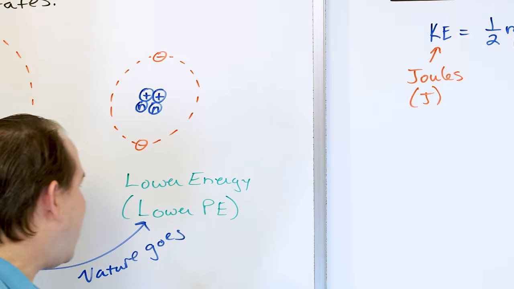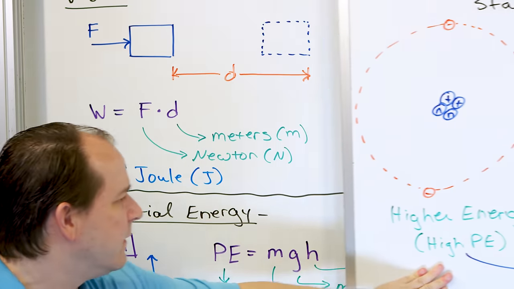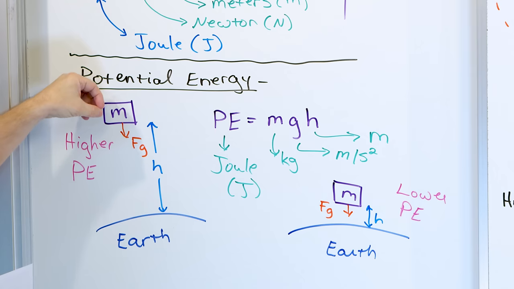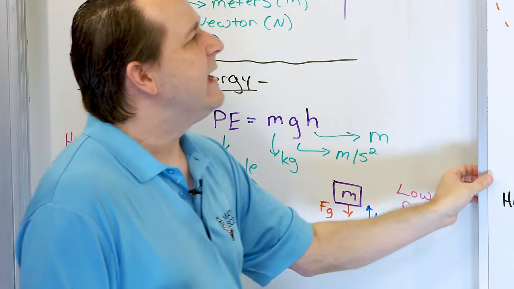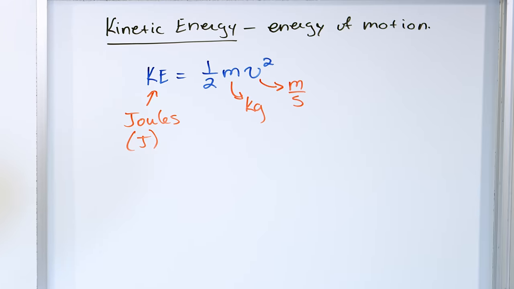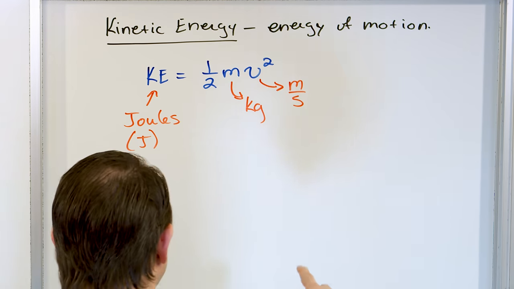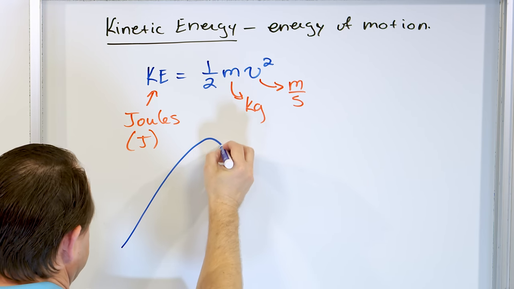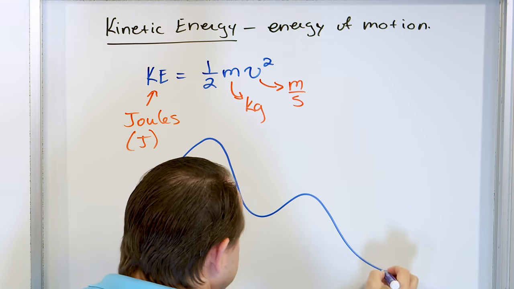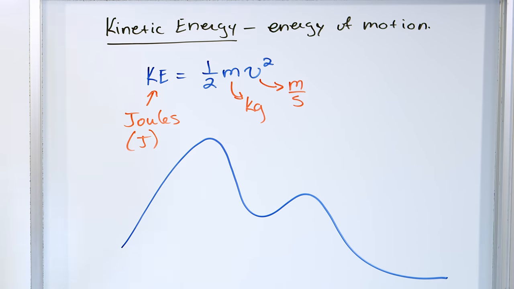Whenever I have this box up here, there's a high amount of potential energy, but when I let it go, the potential energy is converted to kinetic energy because it is moving at a high rate of speed when it hits the ground. So the best way to really demonstrate this or talk about it is to talk about a roller coaster. So here's a roller coaster, something like this. So what you do is you start out on the roller coaster and you get to the very high end over here.